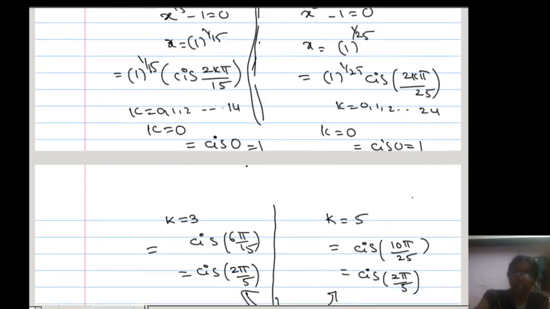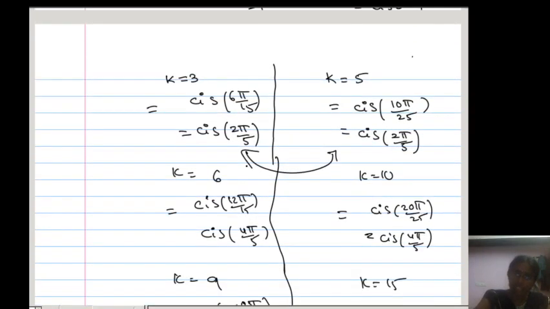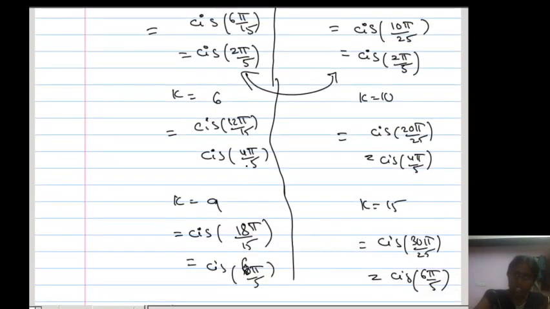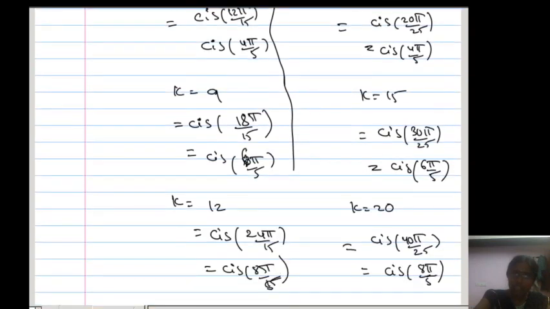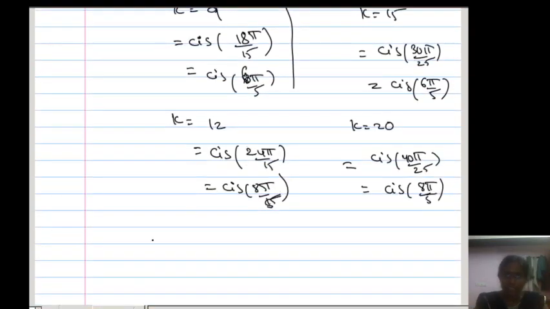So now how many common roots are existing? The case k is equal to 0, k is equal to 3, k is equal to 6, k is equal to 9, k is equal to 12. Total how many common roots are existing? 5. So your answer is 5. So 5 are common roots. So this is your answer. Next question.